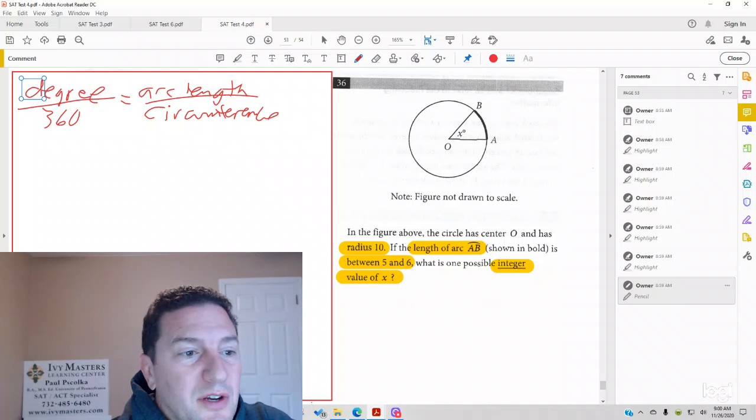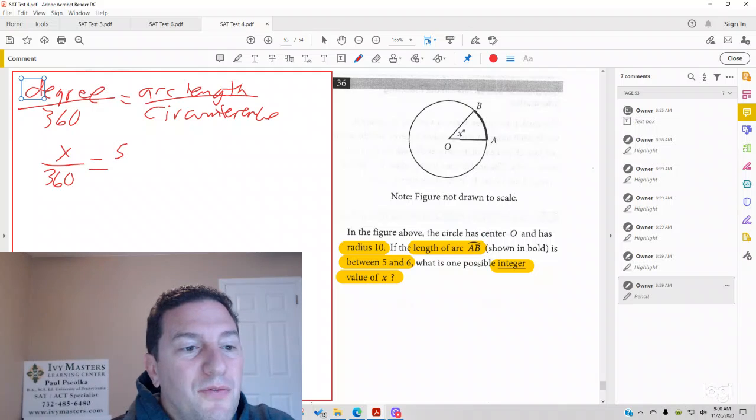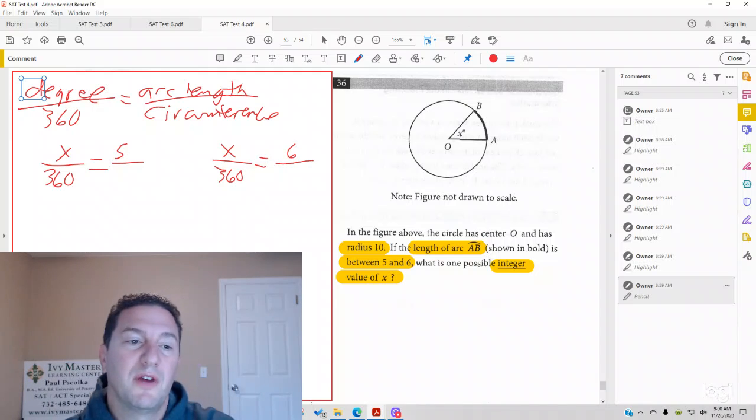Our degree measure here is x, that's what we're looking for, over 360. And the arc length, it says it's between 5 and 6. So I'm going to put 5 here over, and then x over 360 equals 6. We're going to find all possible integer values.